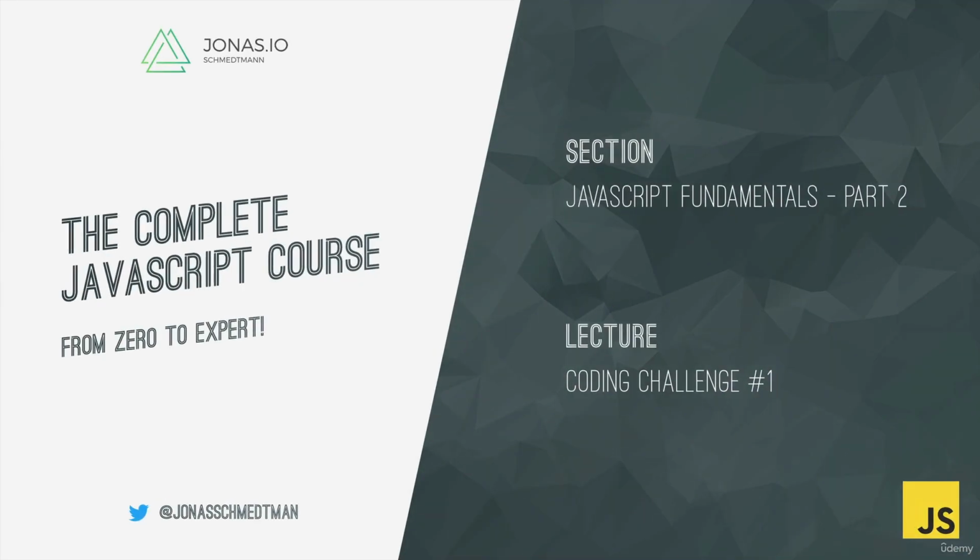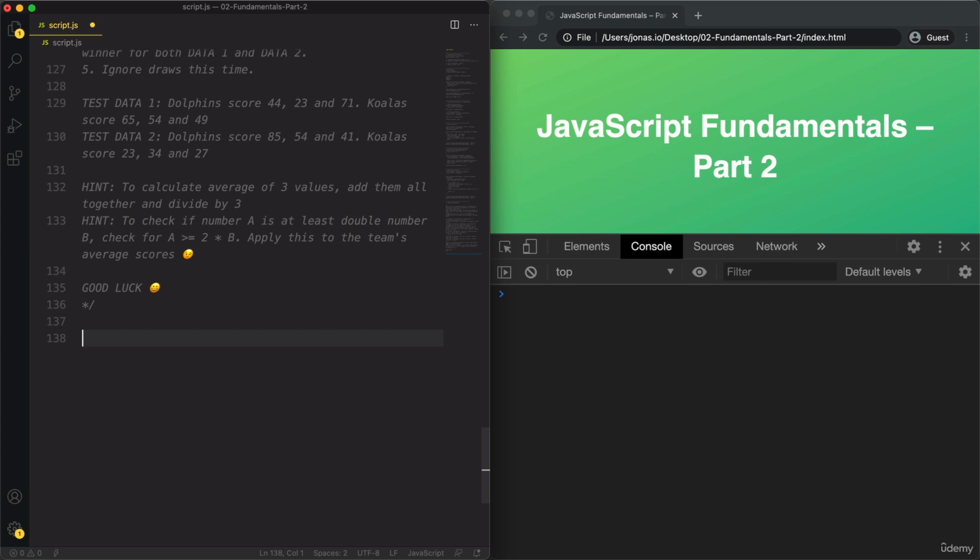So let me show you my solution to this challenge, which I hope, of course, you were able to do on your own. So I'm going to start with the calc_average function as in number 1. And remember that this should be an arrow function, and it will receive 3 values so that it can calculate the average of these 3 numbers.